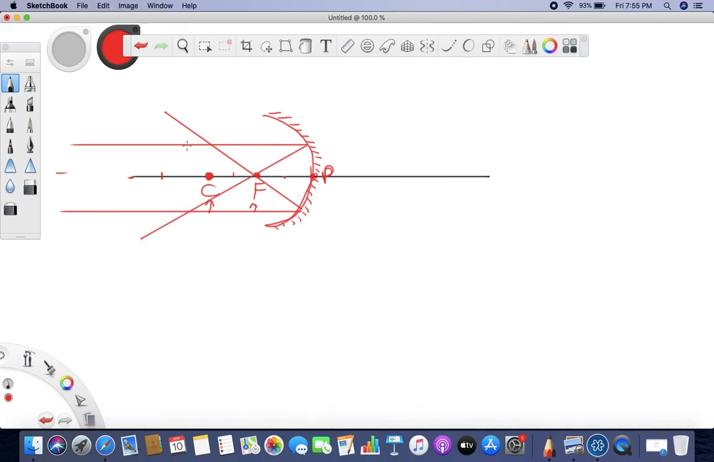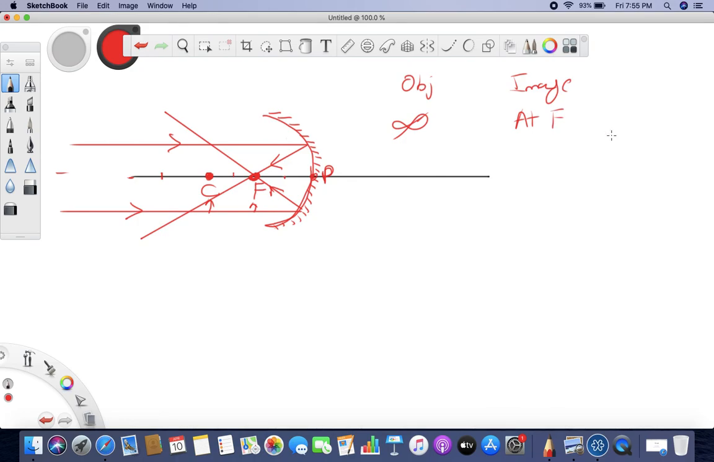Okay, so this is your first case. The first case tells you, if your object is at infinity, after reflection, where do the rays meet? They meet at F. So what is your first case? Your object is at infinity. Where is your image formed? At F. Now let us talk about the nature.